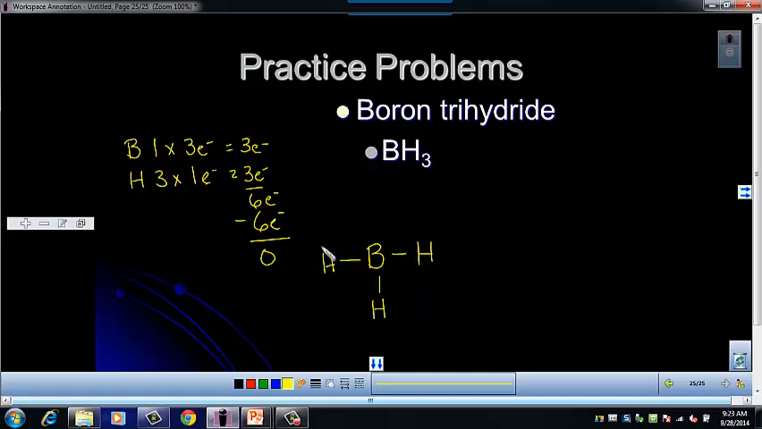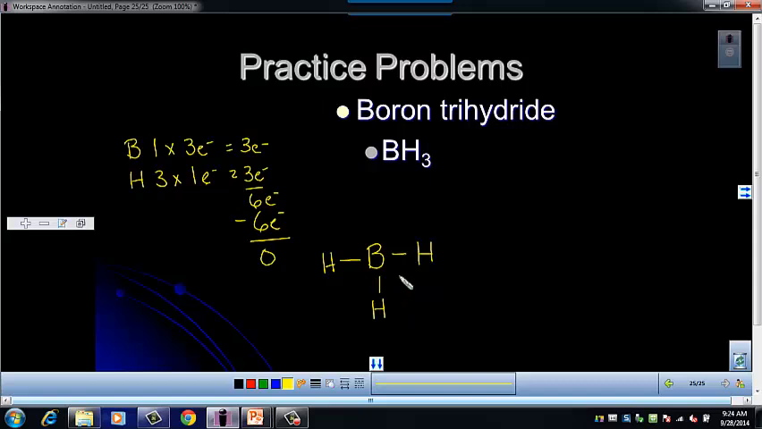Now, do our outside atoms each have a full octet? Remember that for hydrogen they do. They only take 2 electrons to have a full octet. Now the other question is, does boron have a full octet? It doesn't have a full octet, but this is one of our exceptions. Boron can't have an octet.